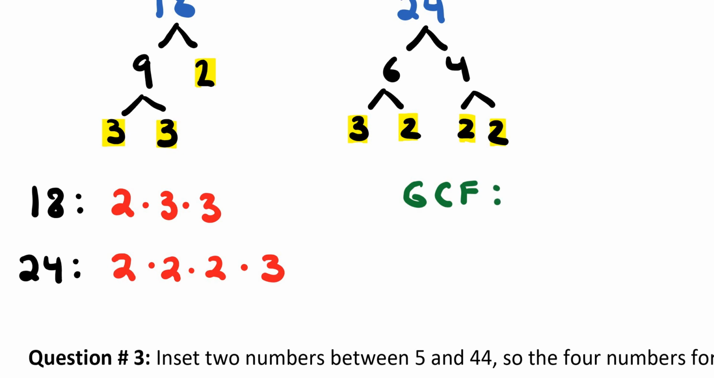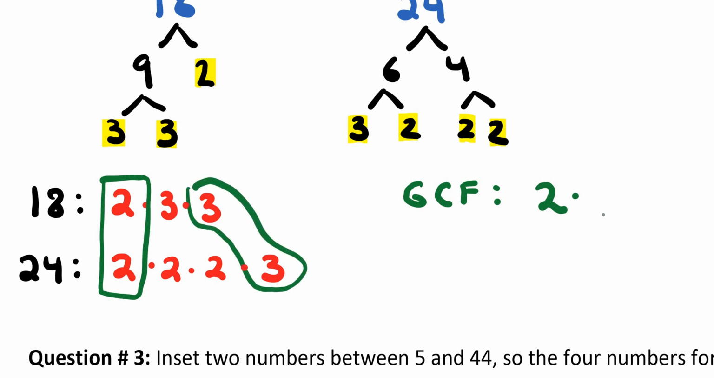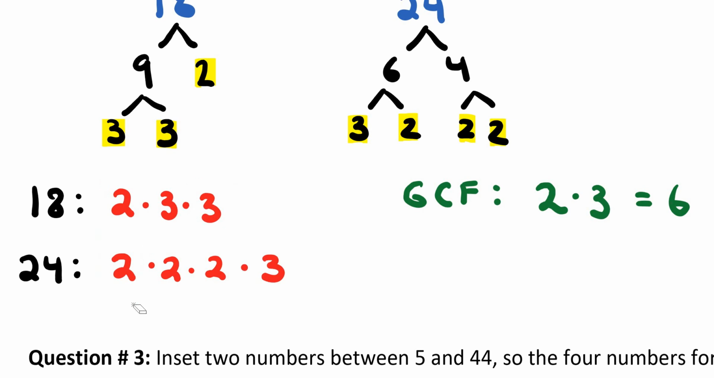Okay, so let's look at the common numbers here. There's a common value of 2 right there, so let's go ahead and write a 2 over here, because they both share a 2, and they both share a 3 as well, right? So the GCF will be 2 times 3, which is going to be 6. So 6 is the biggest number that divides into 18 and 24. All right, so that's how you find the GCF. You find the common factors there.